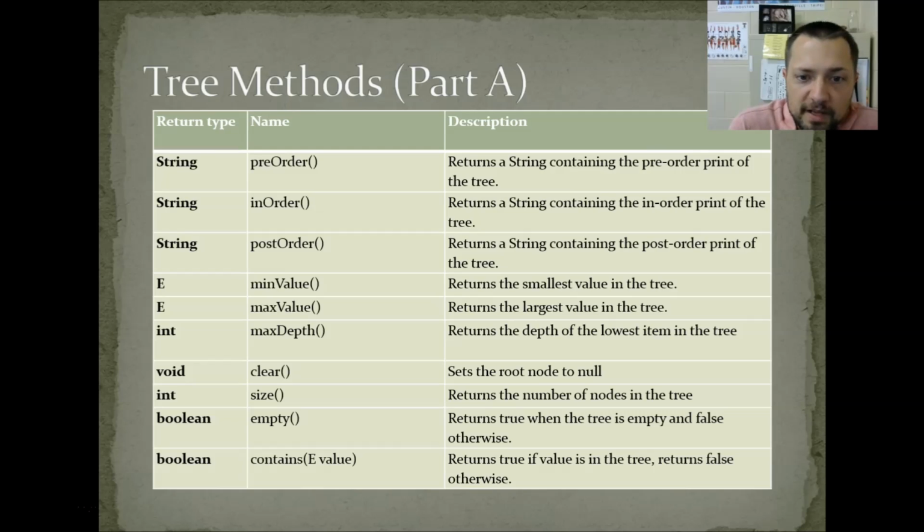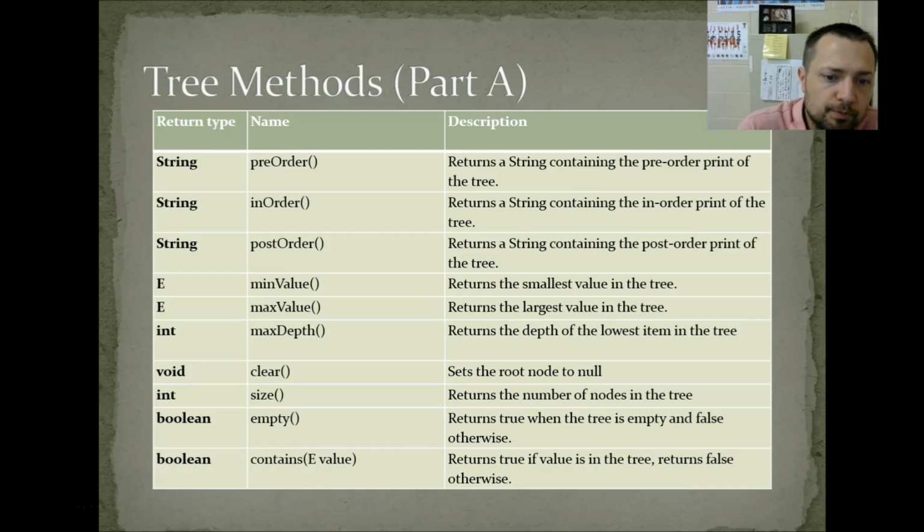We're going to have a min value method. It returns the smallest value in the tree. We're going to have a max value that returns the largest value in the tree. We're going to have a max depth. It'll tell you how deep the tree is. So it returns the depth of the lowest item in the tree.